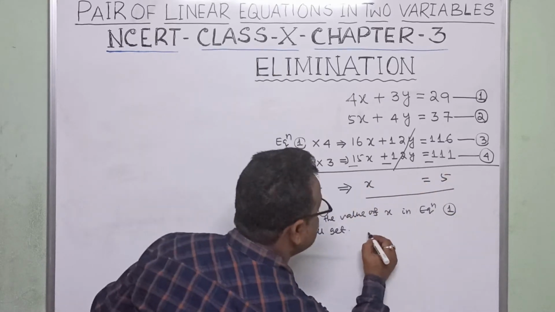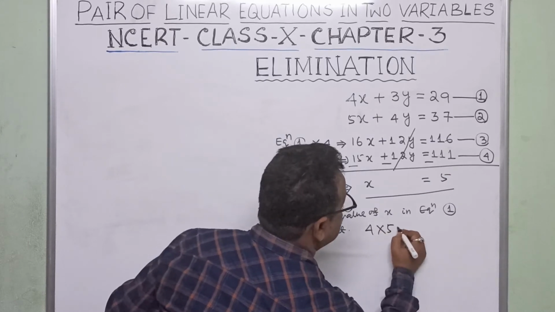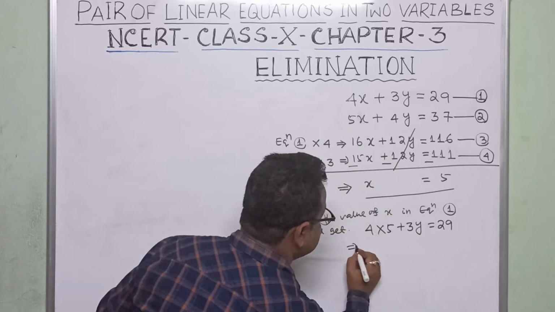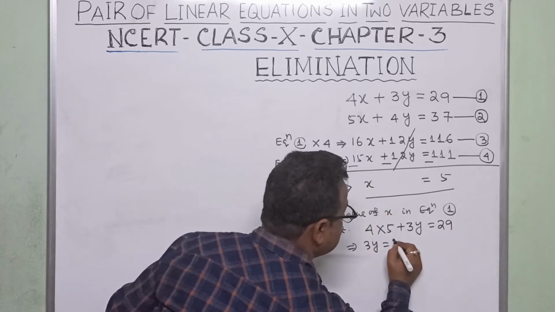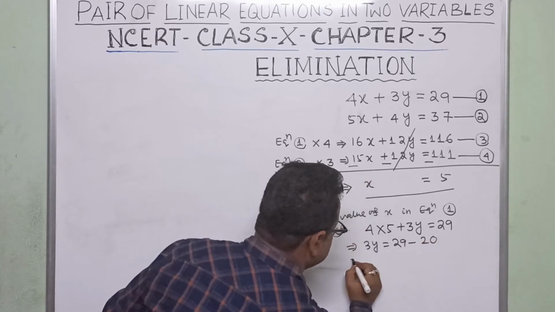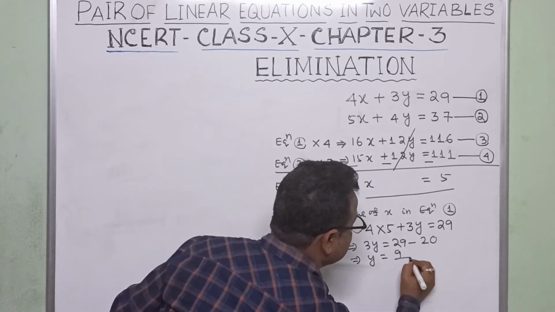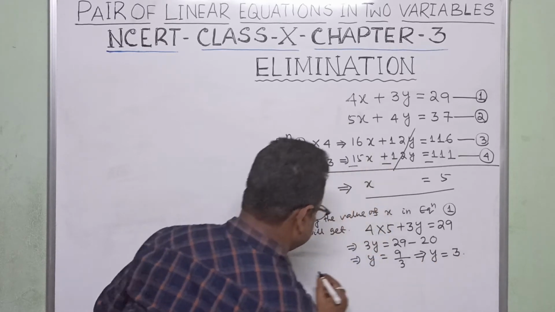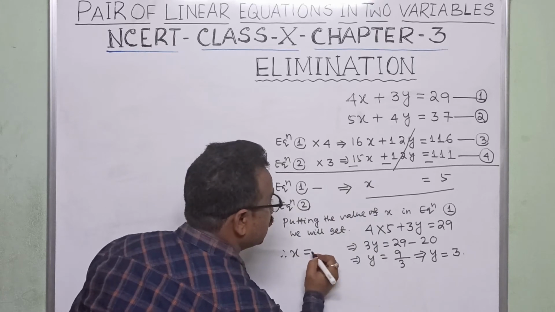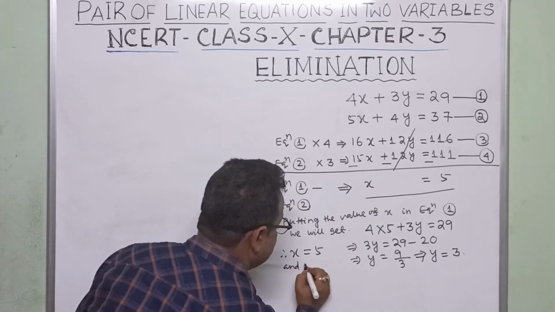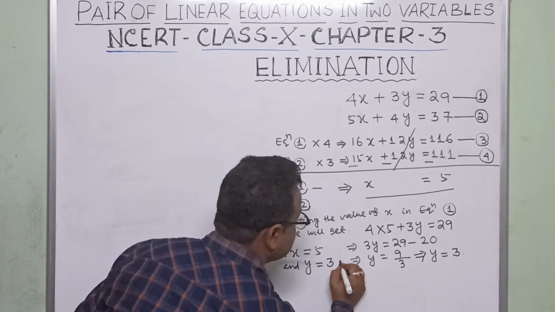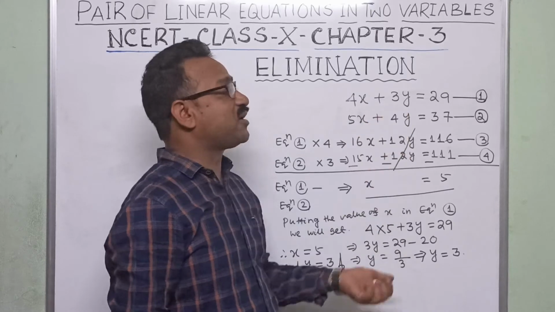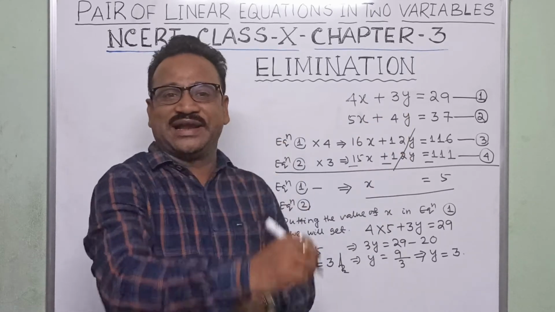So x is 5. So 4 into 5 plus 3y is equal to 29. That implies 3y is equal to 29 minus 20. That implies y is equal to 9 by 3. That implies y is equal to 3. Therefore x is equal to 5 and y is equal to 3. This is the required solution for the given pair of linear equation in two variables.